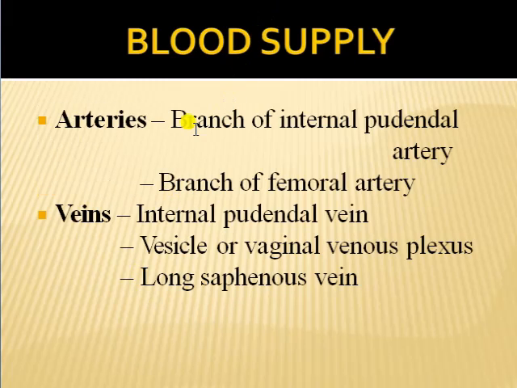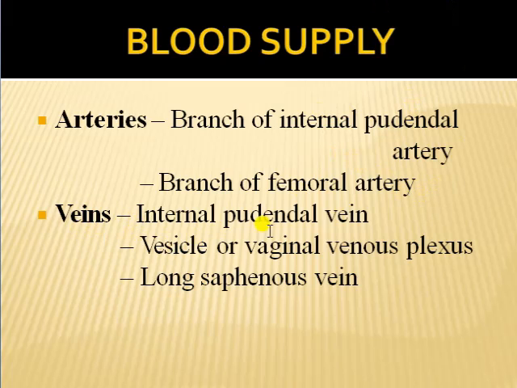Next, blood supply. The branches of the internal pudendal artery and branches of the femoral artery. The pudendal artery divides into small arteries that cover the entire external and internal genital organs, and a few small blood vessels come from the branch of the femoral artery. These two are the major arteries supplying the entire female reproductive system.